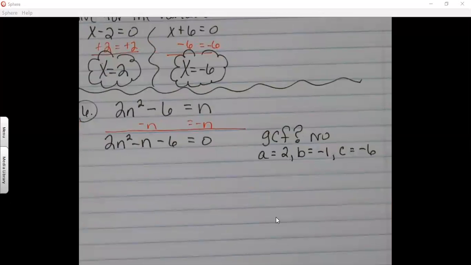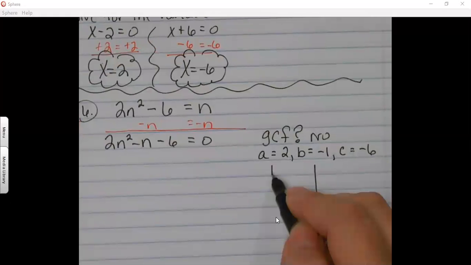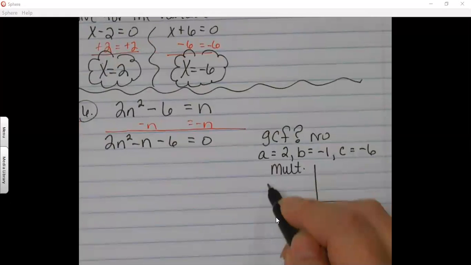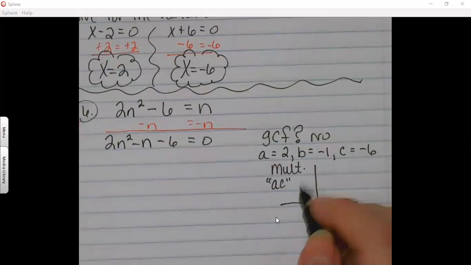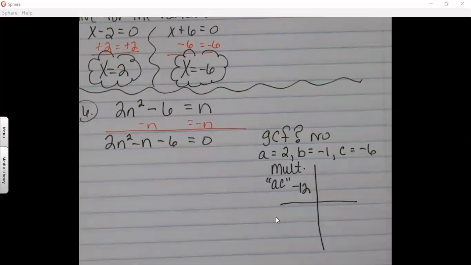So we're going to make our little T-chart. On the left side, we need 2 numbers that multiply together to give us A times C. What is A times C? Negative 12. And on the right side, we want 2 numbers that add together to give us B. What is B? Negative 1.